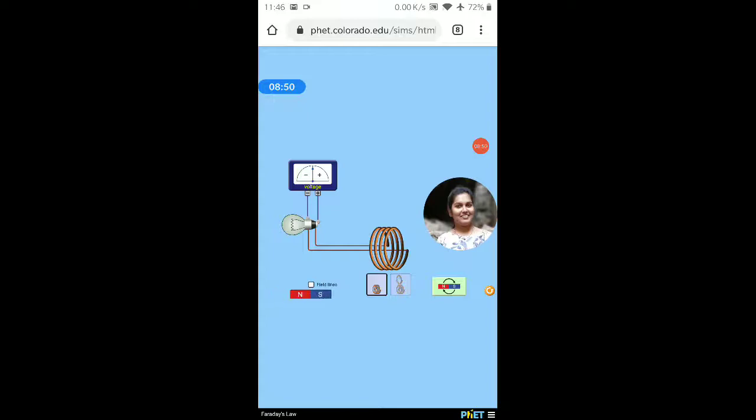So I am just taking a permanent magnet which has a north pole and a south pole and taking it into the current carrying conductor. When I place the north pole and south pole in the current carrying conductor, you can see that the bulb is glowing. Okay, and I'll add some field lines to this.